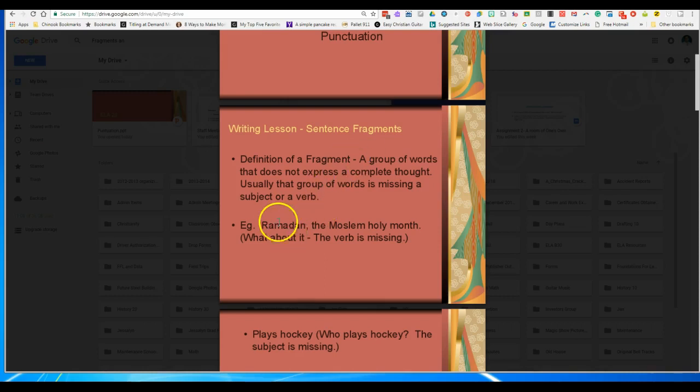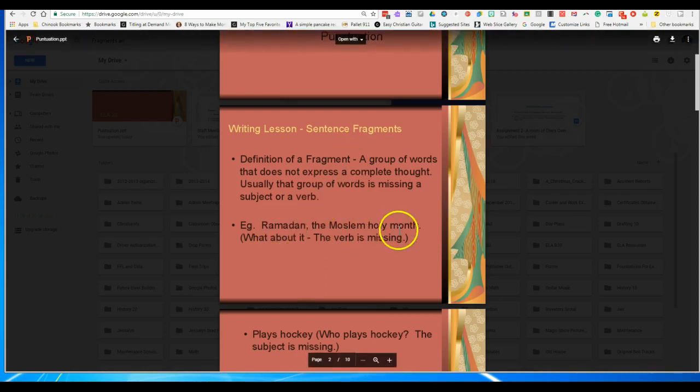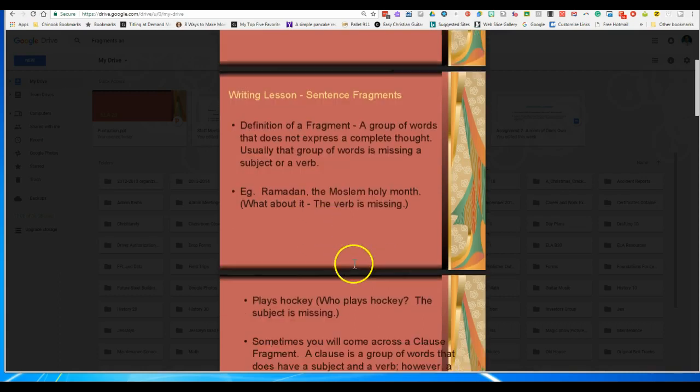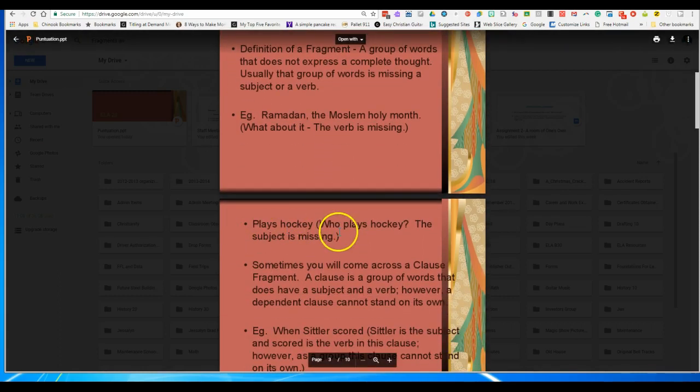So think about this one, for example: Ramadan, the Muslim holy month. If you just read it, it sounds like something is missing. It doesn't sound complete, and it is missing something. It's missing a verb. In this case: plays hockey. Well, something is missing here as well. You wouldn't write that way. What's missing here is the subject.